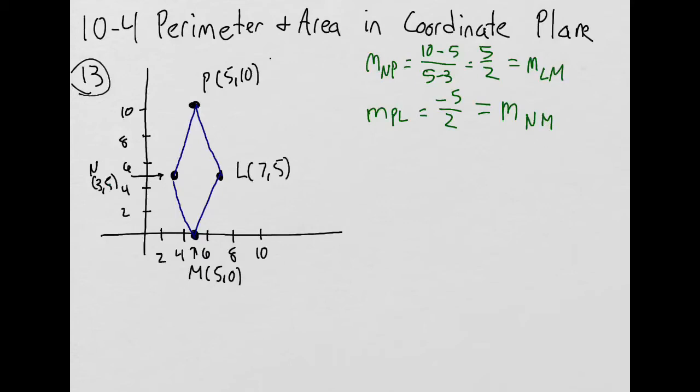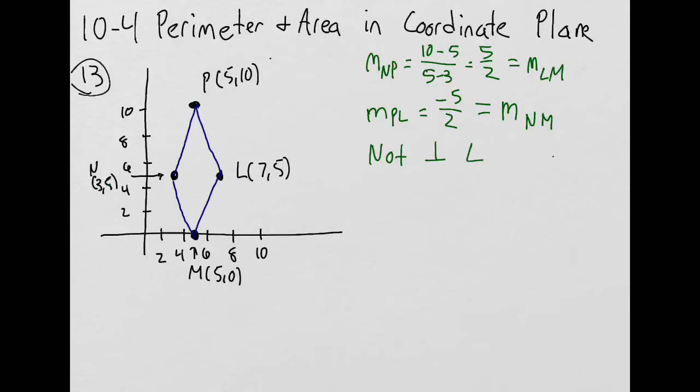But we'll notice that these slopes are not negative reciprocals of each other. They're negative, but they're not negative reciprocals. So that means we're not dealing with a rectangle here for sure. So no right angles here. It could be a parallelogram, maybe a rhombus, but we need to check.